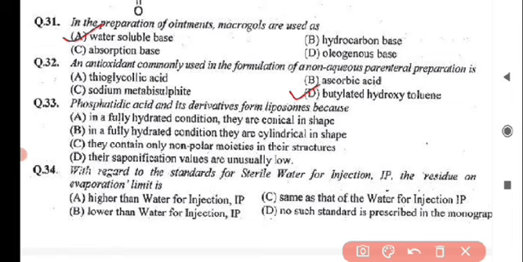Next question is, phosphatidic acid and its derivatives form liposomes because option B is correct. That is, in a fully hydrated condition, they are cylindrical in shape. Next question is, with regard to the standards for sterile water for injection IP, the residue on evaporation limit is, and the correct answer is option number B, that is lower than water for injection.